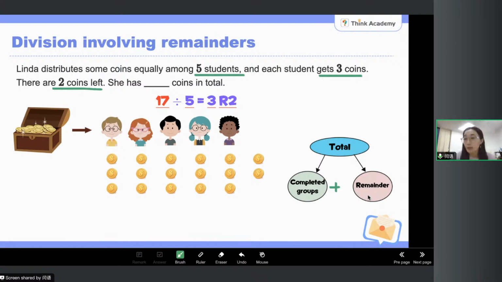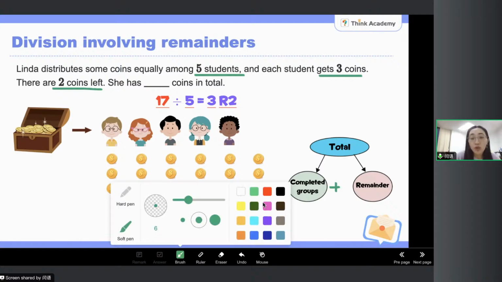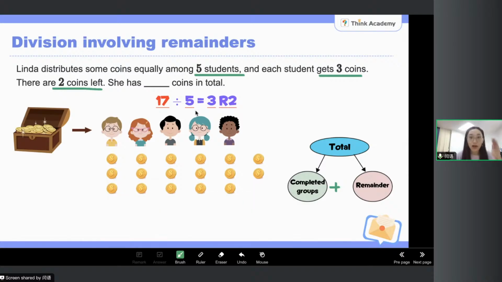And also, how can we get the remainder? That is the total minus completed groups. Then you will get remainder. Also, how can we get the completed groups? That is total minus remainder. Okay? So back to our equation. Well, usually I will suggest the students to draw a small bracket. So here you see that let's connect 5 and 3. So if you just multiply these two parts together, 5 times 3, then what are we calculating? We are calculating the number of items in completed groups, okay? Yeah, so this is the important part.